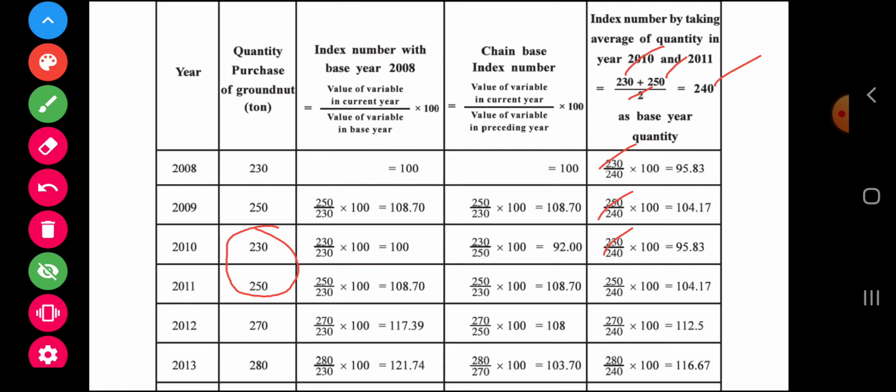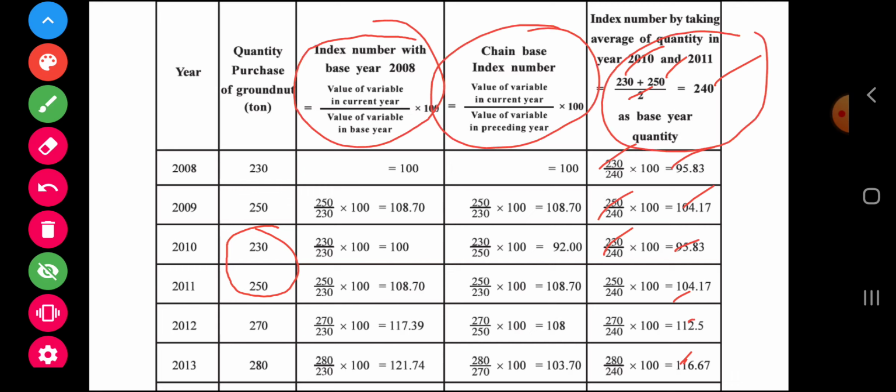And so on. So we will get the index number and the index will be like this. So in one sum you can see that 3 different methods are accommodated. Fixed base method, chain base method and fixed base method taking the average production of certain number of years. So this is the end of the topic of fixed base and chain base. Okay students, thank you very much.